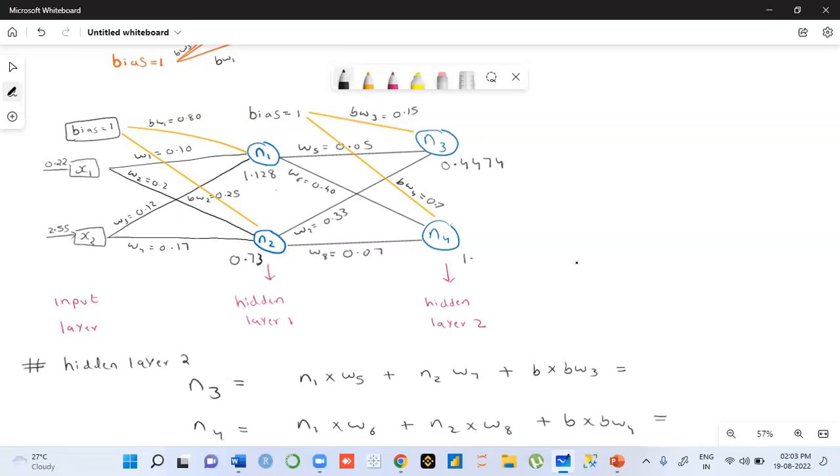N4 1.20 आ रहा है क्या सर? N4, let me try. 1.20 something. Yes, right. 1.2031. Perfect. तो इसी तरह नंबर सबके मैच होने चाहिए. Clear guys.